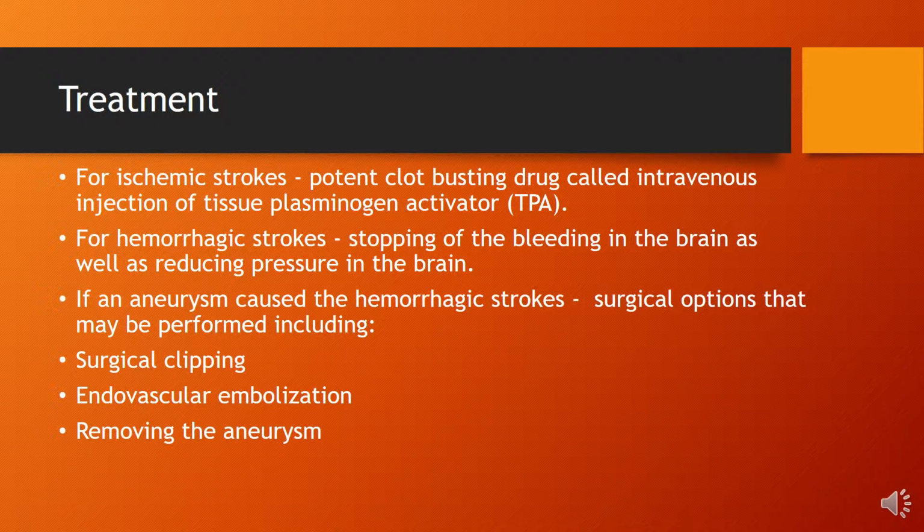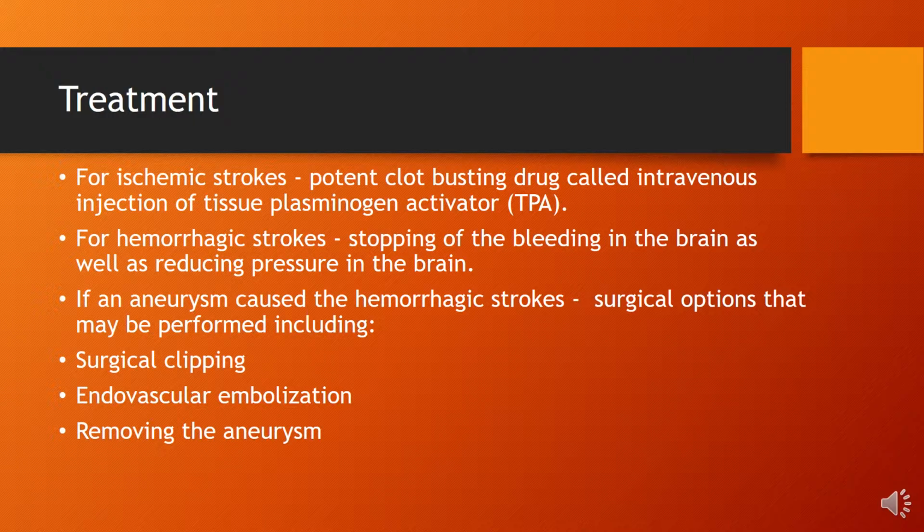Treatment. So there are several treatments of a stroke. So for ischemic stroke, a potent clot-busting drug called intravenous injection of tissue plasminogen activator, or TPA, is administered within 4.5 hours after stroke. This drug is so strong that a patient may fully recover from a full stroke.